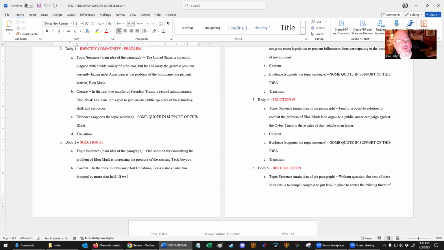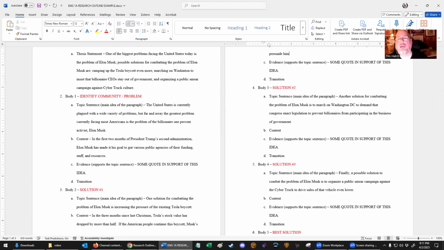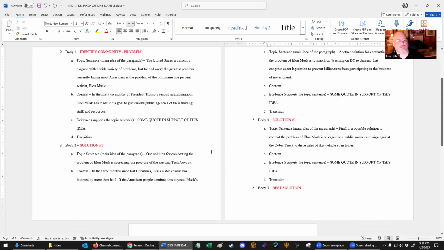Let's see, keep in mind, I'm doing third person, so I don't want to say we. If the American people continue this boycott, Musk's personal net worth will continue to decrease, and that may actually be enough to persuade him to knock it off. All right, so there's my context for that.